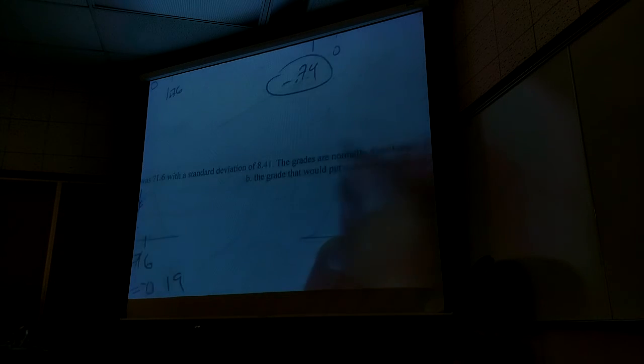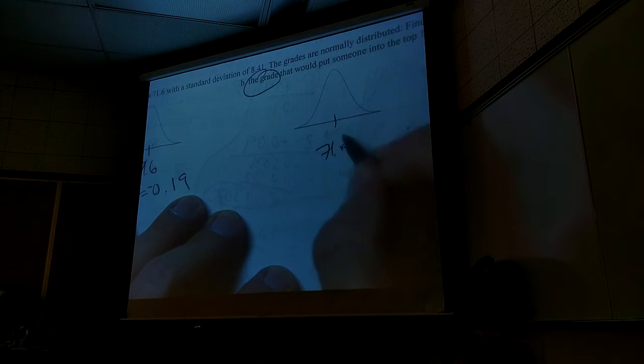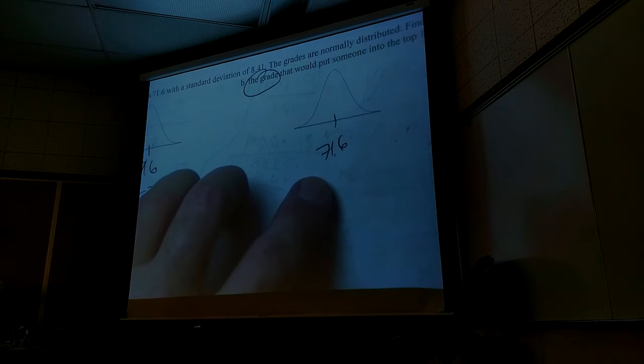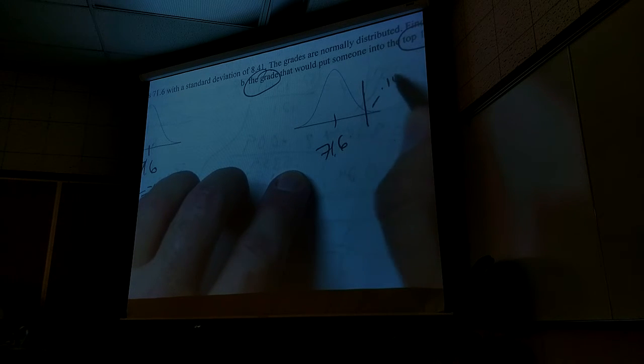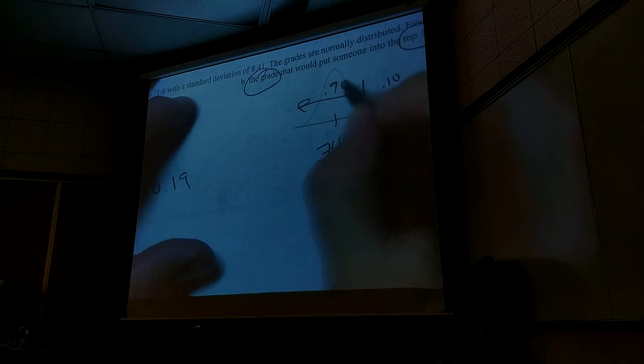Now this one starts off just like this one, except now I want a grade as an answer. So I have to first find the z-score that goes for this, the top 10%. Why do I not look up 0.10 in the chart? Because the chart only understands areas that are below. So 10% above, there must be 90% below. So when I look that up, what z-score do I get?